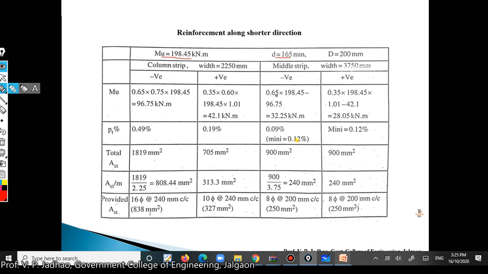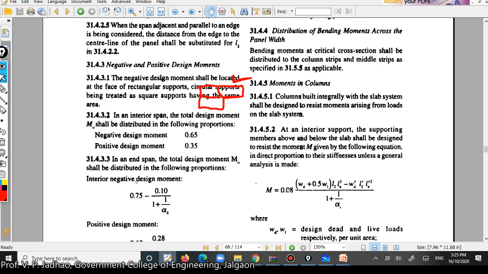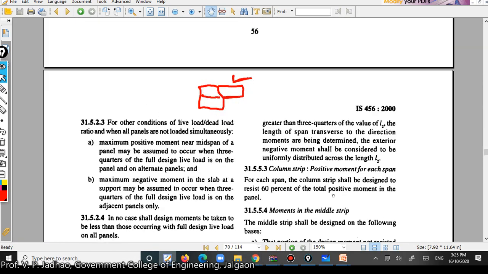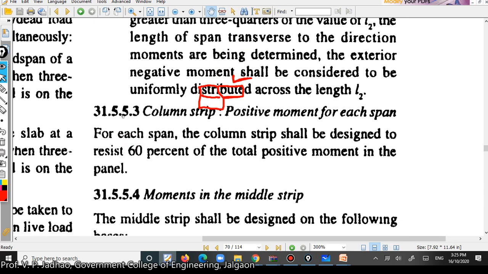So this 35% is multiplied by 198.45, and out of this positive bending moment, 60% is resisted by the column strip. Where does this 60% come from? This is given here in clause number 31.5.5.3, that is, 60% of the total positive bending moment is taken by the column strip, so you can write it here.